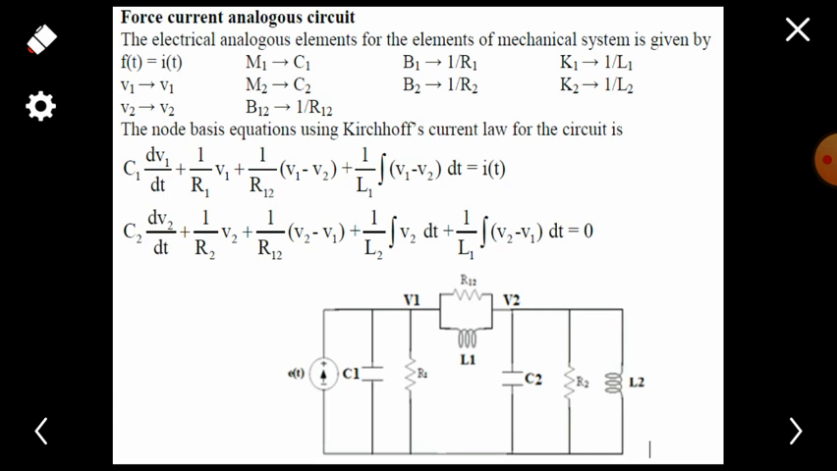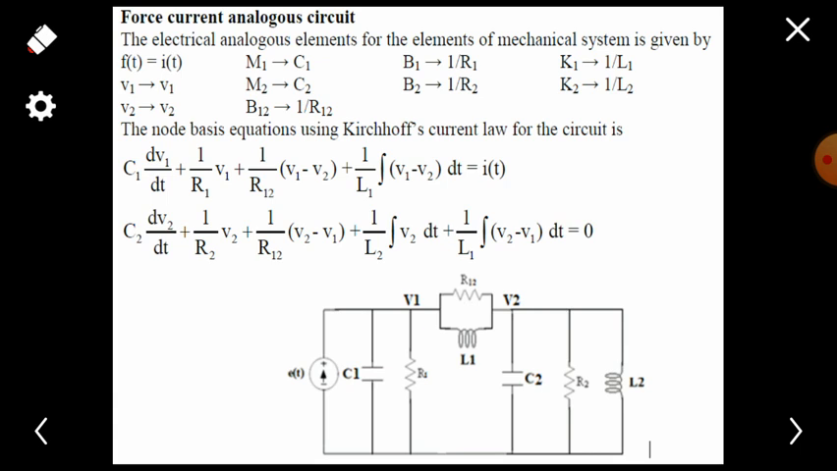Now we are going to draw a force current analogous circuit. For that we have to change the analogous element for the element of a mechanical system, that is force will be considered as the current and the mass will be considered as the capacitor and the friction will be considered as the reciprocal of the resistance and the spring will be considered as the reciprocal of the inductance, and here the velocity will be considered as the voltage.